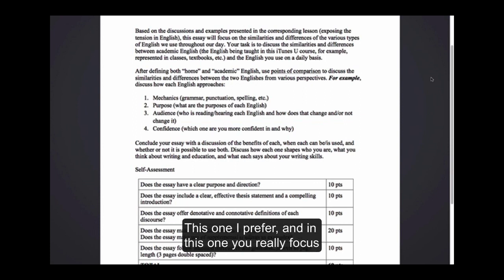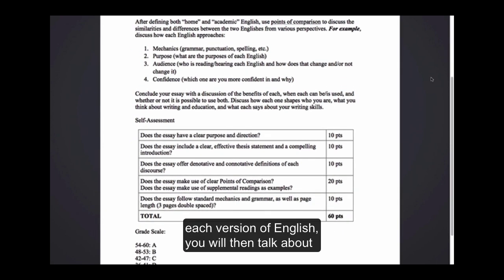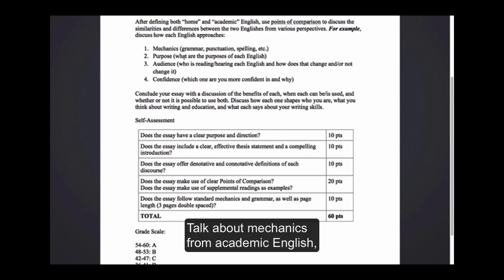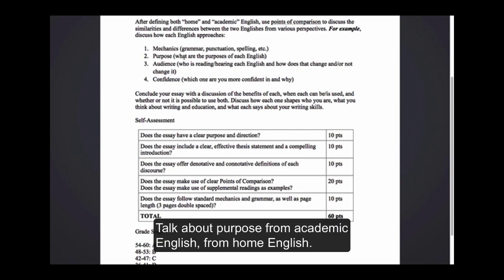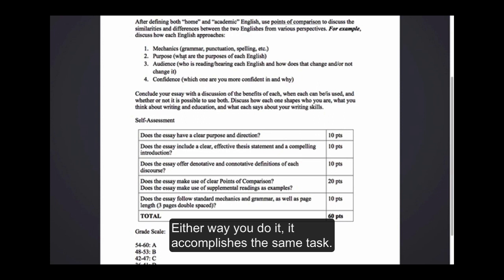This one I prefer. And in this one, you really focus on the points of comparison. So after defining each version of English, you will then talk about your first point of comparison. So for example, mechanics. Talk about mechanics from academic English, then mechanics from home English. Then move on to purpose. Talk about purpose from academic English, from home English. So you're constantly going back and forth, focusing on your points of comparison. Either way you do it, it accomplishes the same task.